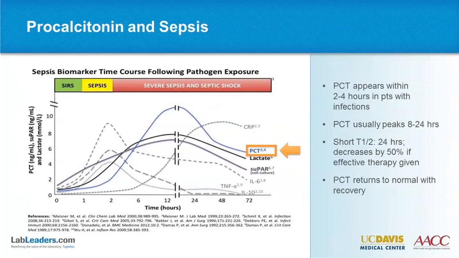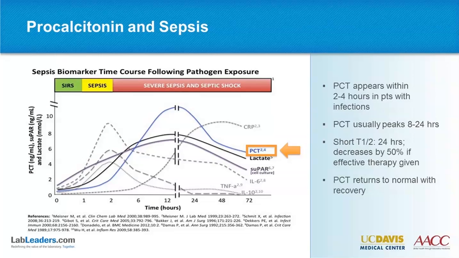Here's the kinetics of PCT. This is an older slide, something we put together a couple of years back, where the old terminology, SIRS and so forth, still exists. But in short, the x-axis is time in hours following exposure to an organism that causes sepsis. The y-axis is the concentration of each of these biomarkers with their respective units. And you can see C-reactive protein, lactate, tumor necrosis factor alpha, interleukin-6, and so on, but also PCT.